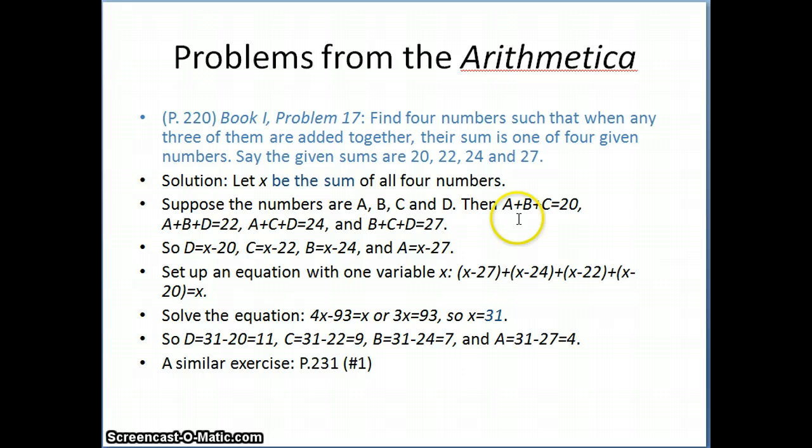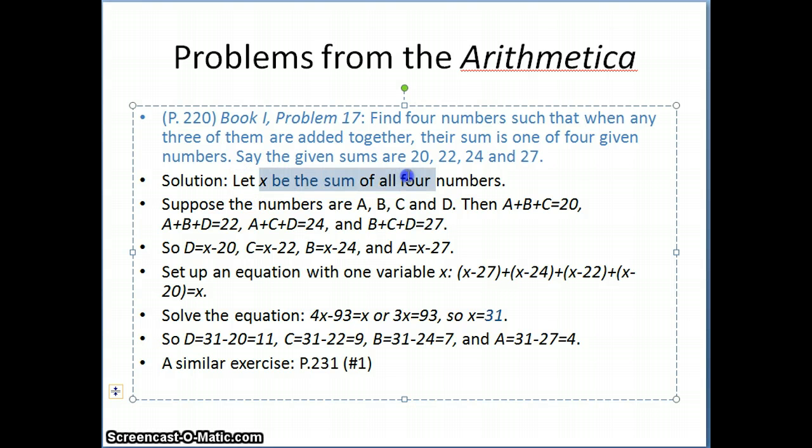Next we're going to express a, b, c, d, these four numbers, in terms of x. Because we know when we add all four numbers, we should get x, because that's what we assumed. x is the sum of all four numbers. So if we add a, b, c, d, we should get x. But we also assume that if we add three of them, a, b, c, we get 20. So clearly that means d is x minus 20. Because four of them is x, three of them is 20, that means the fourth one is x minus 20.